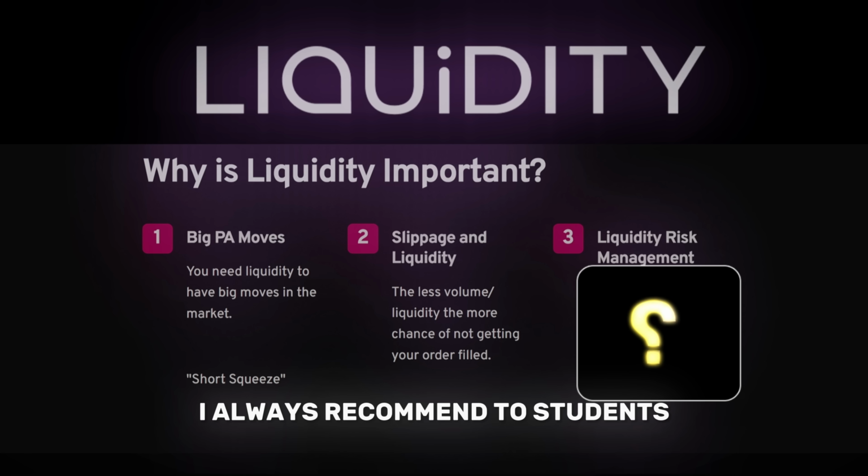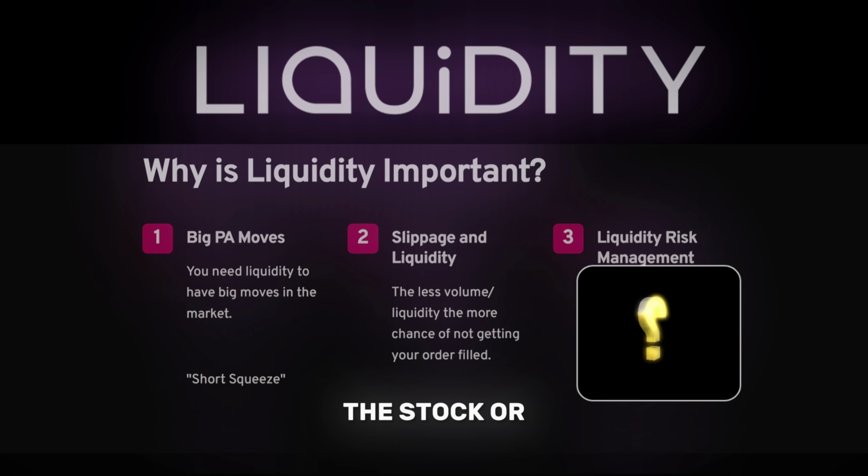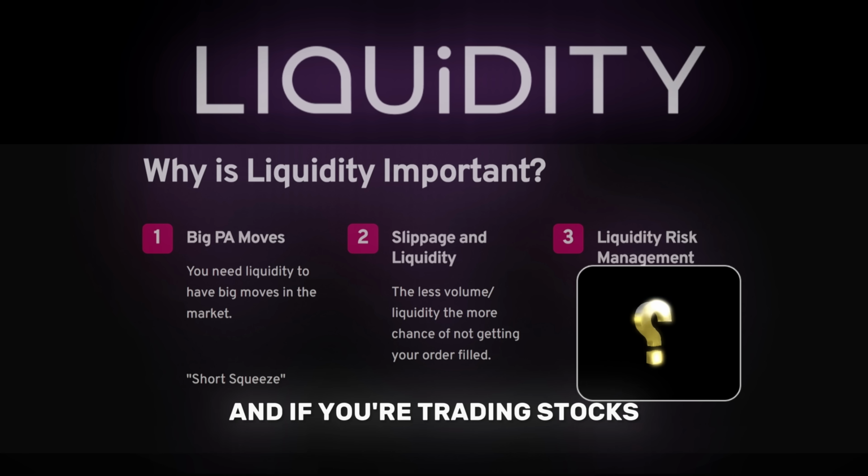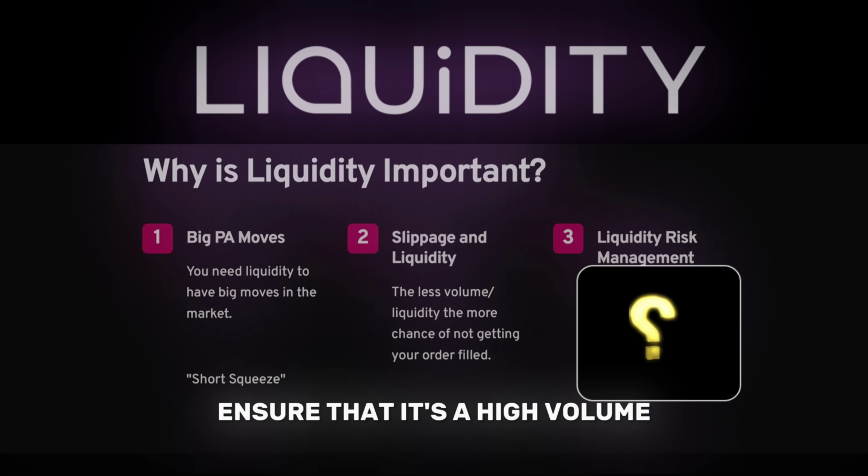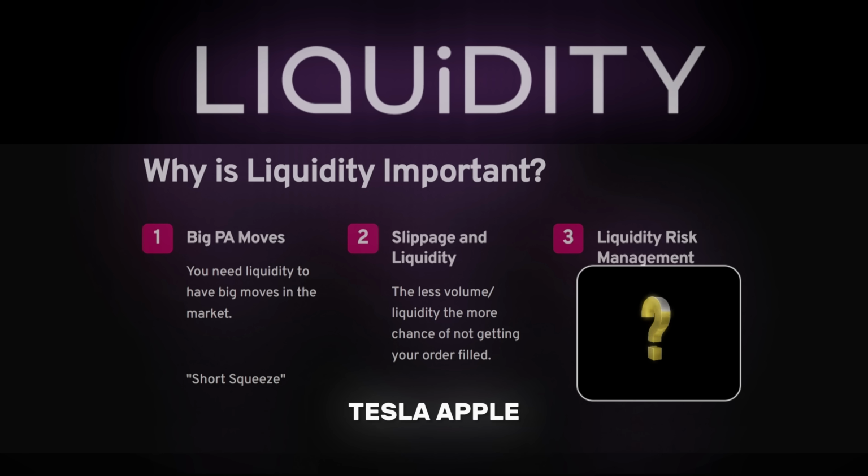I always recommend to students, ensure that the stock or option contract you're playing has over 1,000 volume traded within the day. And if you're trading stocks, ensure that it's a high volume traded stock. For example, Tesla, Apple, SPY. Those are the ones that I like to stick with.